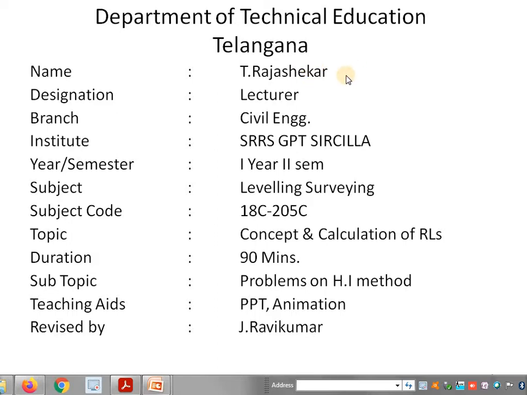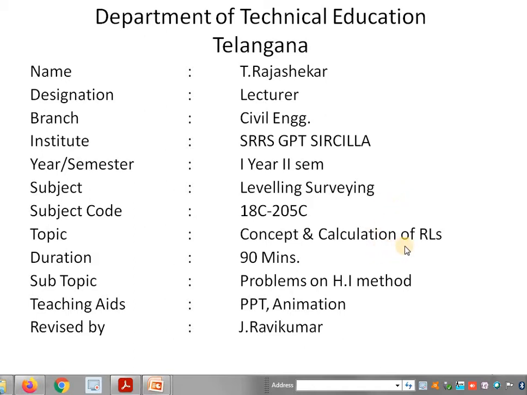My name is T. Rajshekhar, working as a lecturer in civil engineering from SRRH GPT Sircilla Polytechnic College. This is for the subject I am going to teach, Leveling Surveying, for the students of Diploma in Civil Engineering, first year, second sem. The subject code is 18 scheme 205C, and from the chapter of Unit 2, Concept and Calculation of RLs.